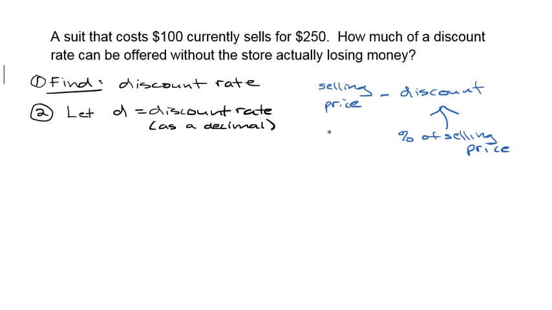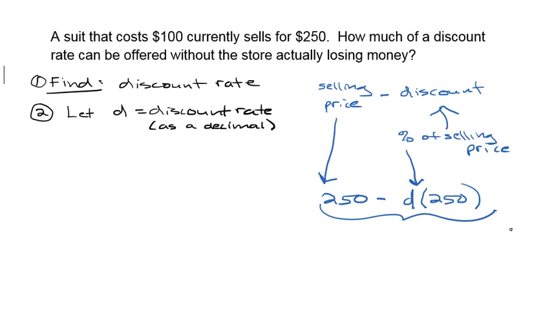So in our case, our selling price is currently $250. So if I take off a discount, that's going to be a percent of the selling price. Well, the thing is I don't know what that discount rate is, so this percent is really my unknown. Oops, sorry, we're using D here. So this is going to be my D. So I'm going to subtract my discount rate as a percent of, which means times, my selling price. So if I take $250 and subtract a percentage of that, that's going to be my new selling price. That's my discounted selling price.